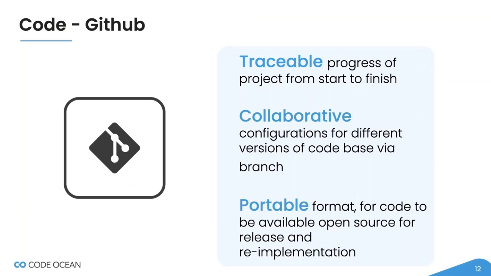GitHub has collaborative configurations for different versions of your code base via branches, allowing you to create different versions of the code base within the same repository or within the same central hub, which allows you to avoid merge conflicts or differing versions of the code base. And lastly, GitHub is a very portable format for sharing your code. You may have seen GitHub links very frequently in high-impact journal publications, and it allows your code to be available open source for full release and re-implementation capabilities.